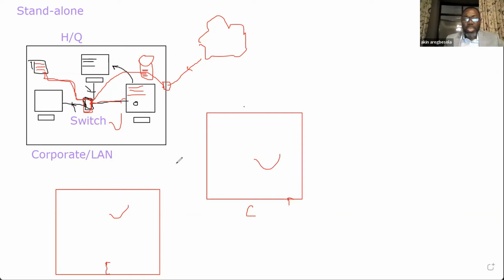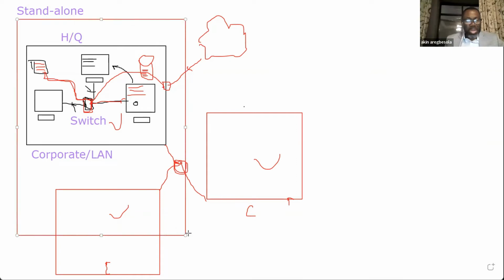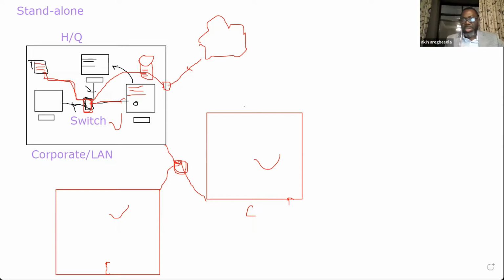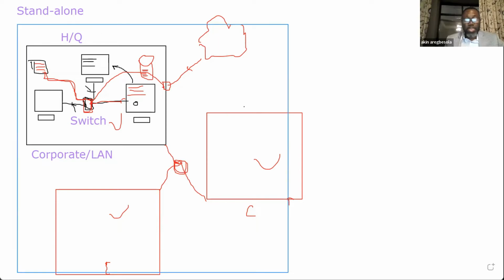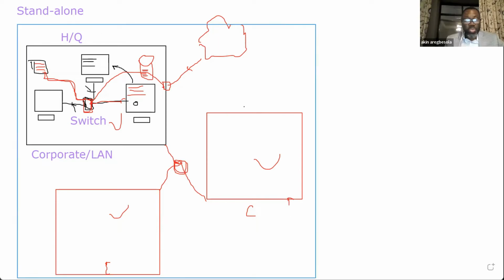So for that to happen, it means that there must be a connection of all of these LANs together. So this LAN is connected to this LAN, and that LAN is connected to that LAN. My drawing is not perfect, but you get the picture, right? When you now have corporate networks connecting to one another, what you have is a bigger kind of network. This kind of network is bigger than corporate networks. So this other big kind of network, inside which you have your corporate network, is now called an enterprise network.